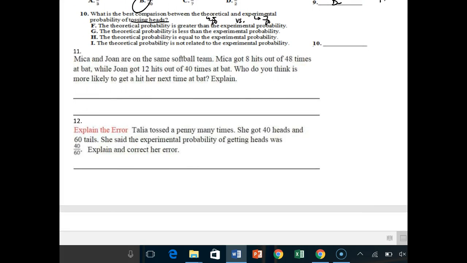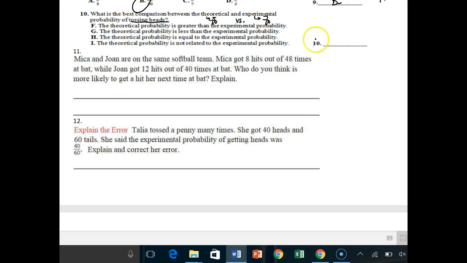Number 11, Micah and Joan are on the same softball team. Micah got 8 hits out of 48 times at bat, while Joan got 12 hits out of 40 times at bat. Who do you think is more likely to get a hit her next time at bat?